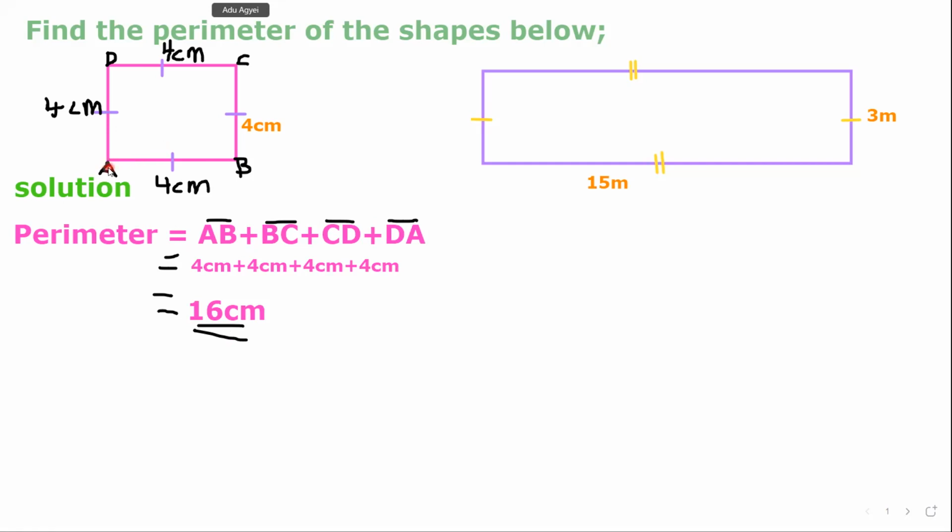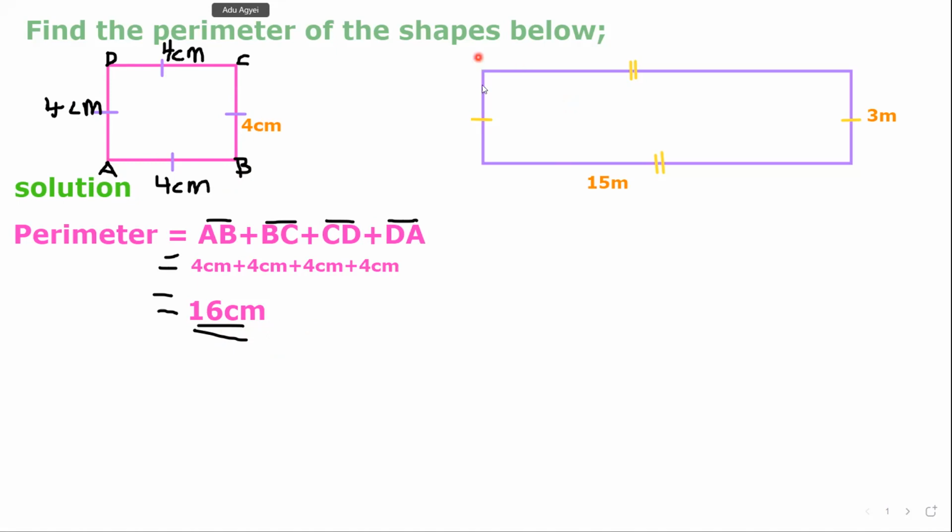if you walk starting from the point A, walking around this shape here, you cover a distance of 16 centimeters. So when you begin your journey from the point A to walk to B, to C, D, and back to the A, you cover a distance of what? 16 centimeters. So the total distance around the shape, when you walk around the shape, is 16 centimeters.